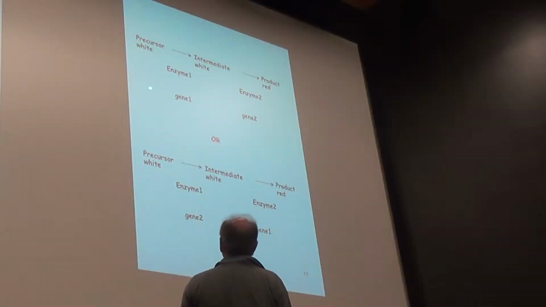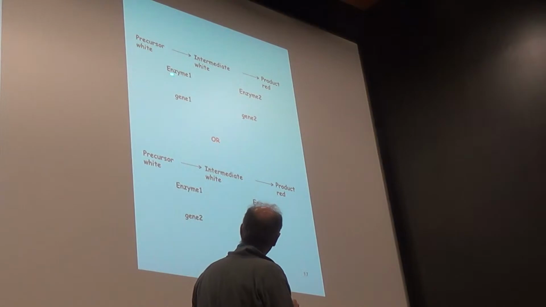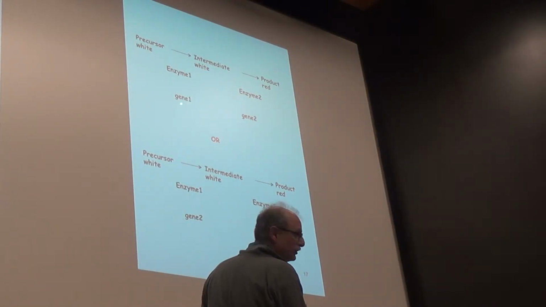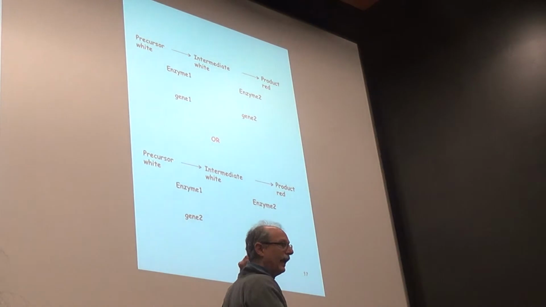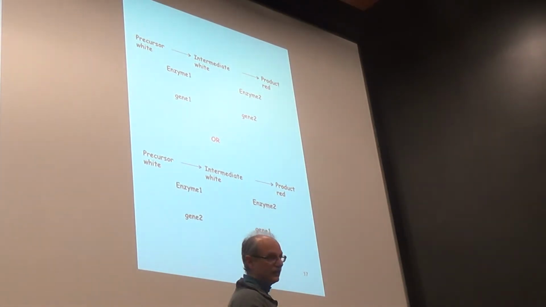So, if you have two genes, then the pathway would look like this, or like this. We don't know where the genes would work in this pathway. All you can say is there's a precursor, there is an intermediate, and there is a product. Enzyme 1 would be generated by gene 1, enzyme 2 by gene 2. Alternatively, enzyme 1 could be made by gene 2, and enzyme 2 could be made by gene 1. You cannot order this just by looking at complementation or by doing an epistasis analysis.